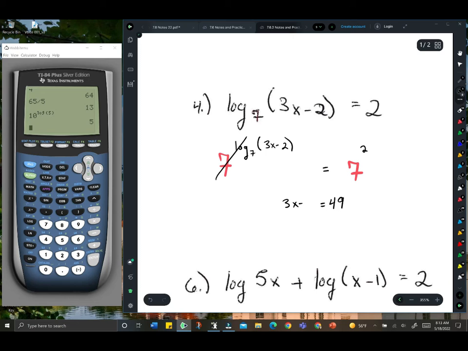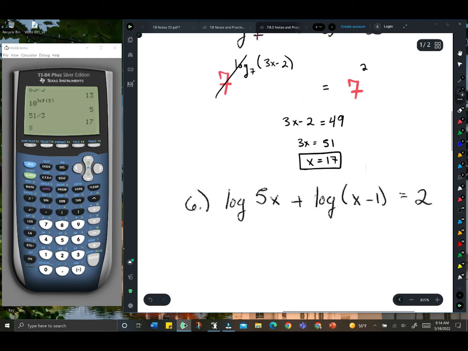The log and the base cancel out, 3x minus 2. So 51 is equal to 3 times x. 51 divided by 3 is equal to 17. Once again, you can check those. It does work out in this scenario.